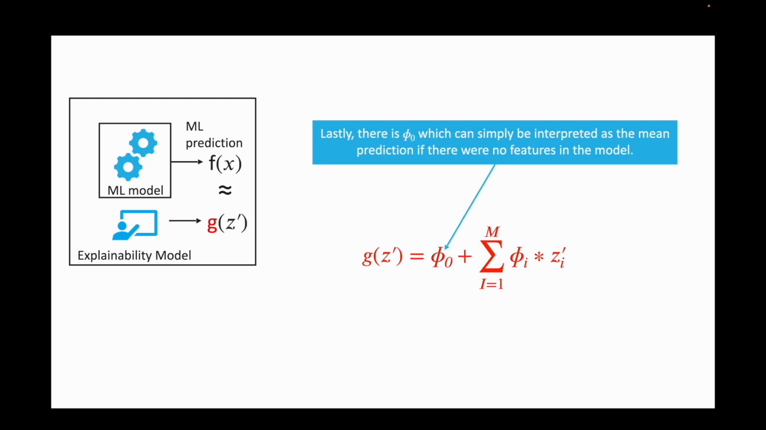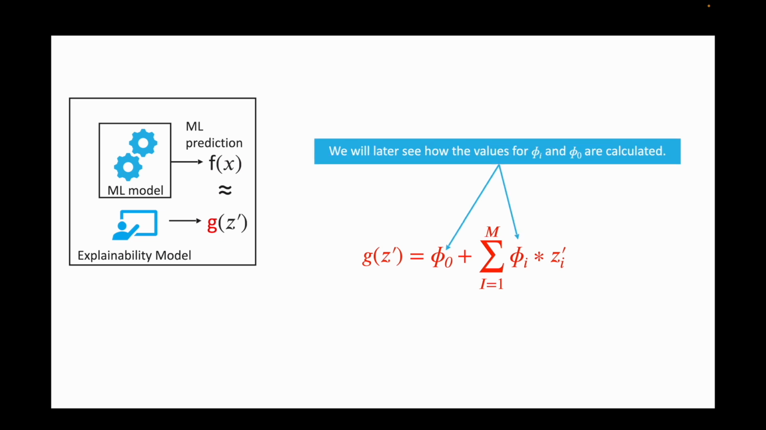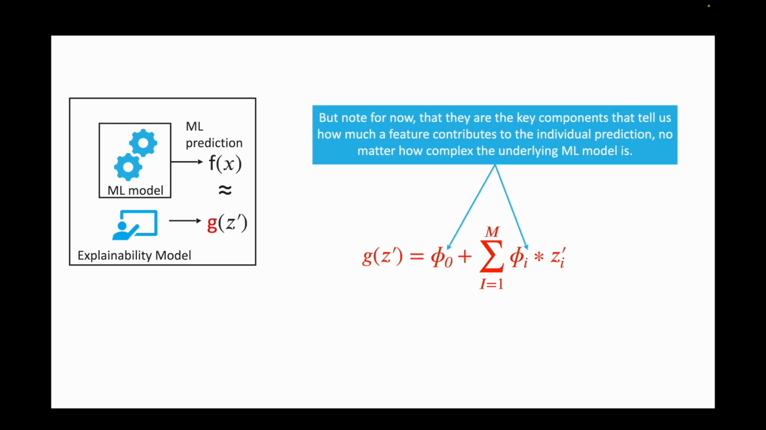Lastly, there is phi sub 0, which can simply be interpreted as the mean prediction if there were no features in the model. We will later see how the values for phi sub i and phi sub 0 are calculated. But note for now that they are the key components that tell us how much a feature contributes to the individual prediction, no matter how complex the underlying machine learning model is.